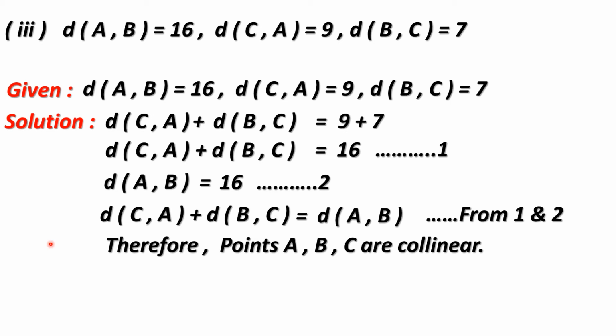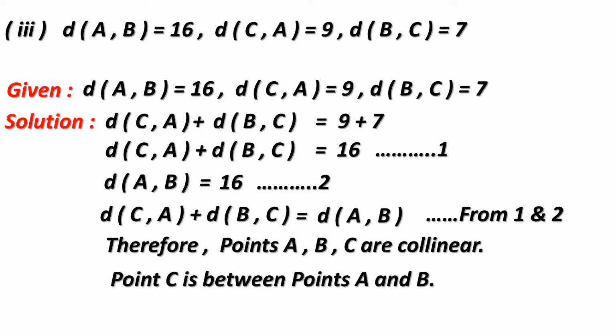That we will get with the help of those two smaller distances. What were those two smaller distances? 9 and 7. Look at over here. Distance CA and distance BC both contain one common letter, that is C, and that common letter will lie between the other two. It means point C lies between A and B.